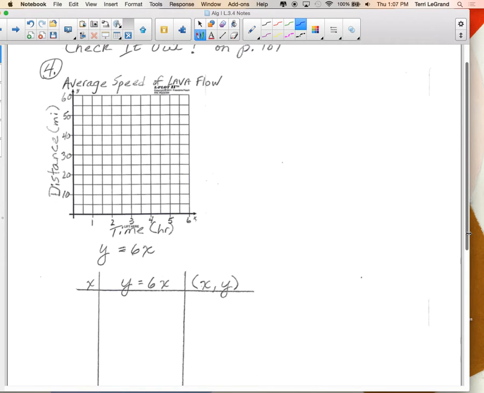Okay, so we have this average, the lava flow coming out of this volcano is going at a rate of 6 miles per hour. So what's the independent variable in this situation? Carter? Hours recorded. Okay, the number of hours recorded. How long was the lava flowing? Okay, not the 6. The 6 is what?